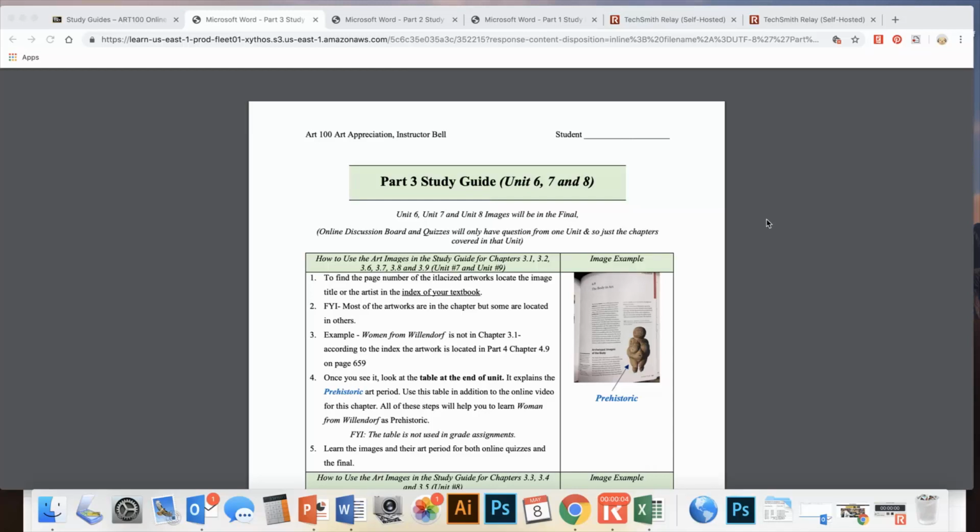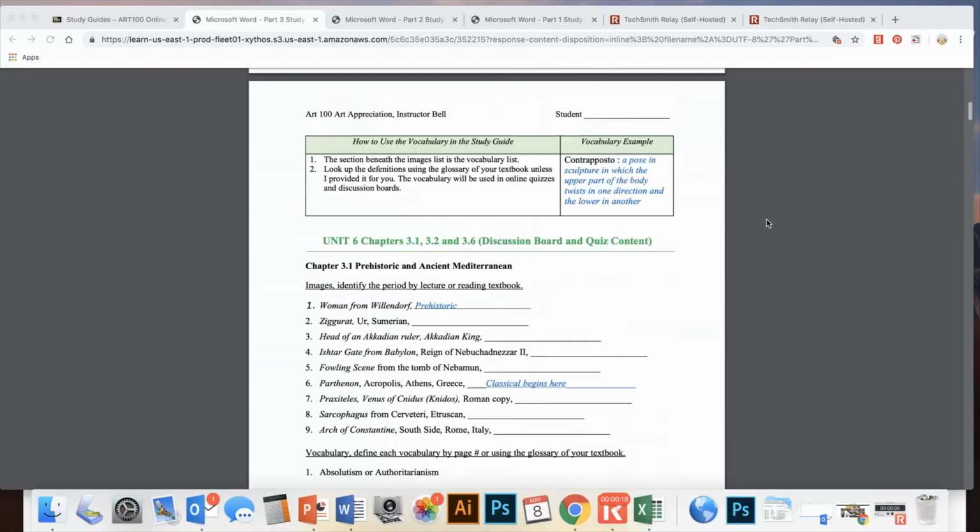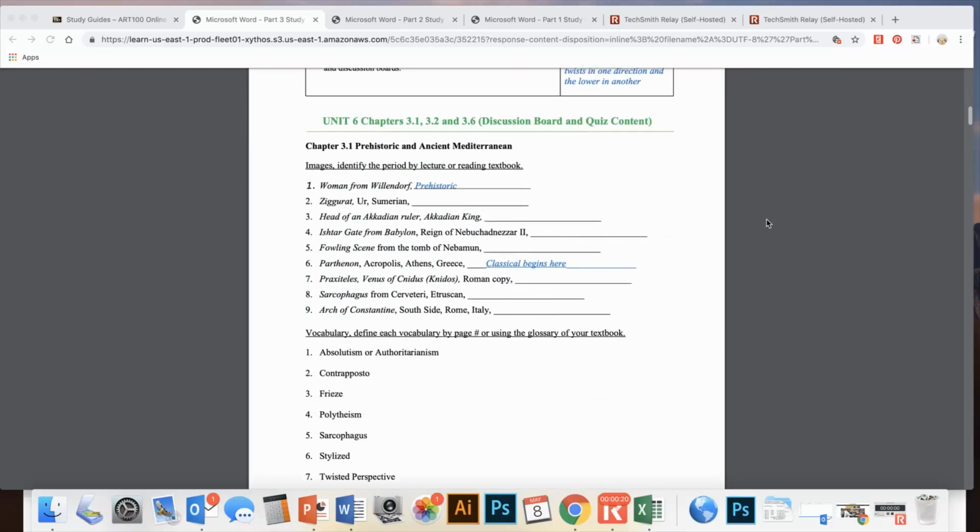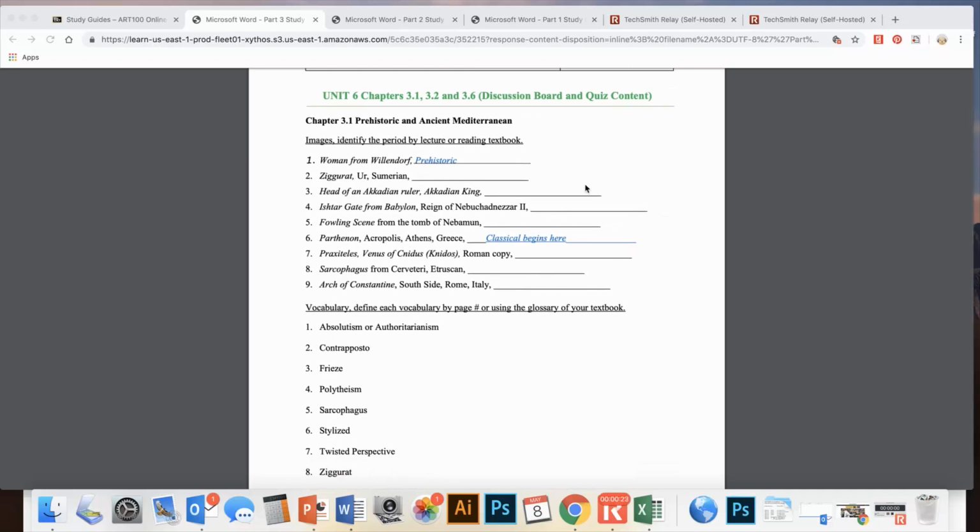I kind of think this might be the more complex study guide out of the three. It has three different units, which is one more than what the previous two study guides have. And the way it's organized is by unit like you've seen before, but what you'll notice is I'm asking you to learn more about the art history because that's what Part 3 is.